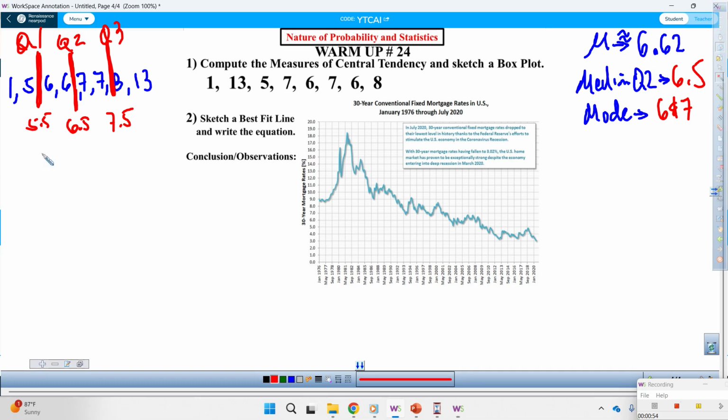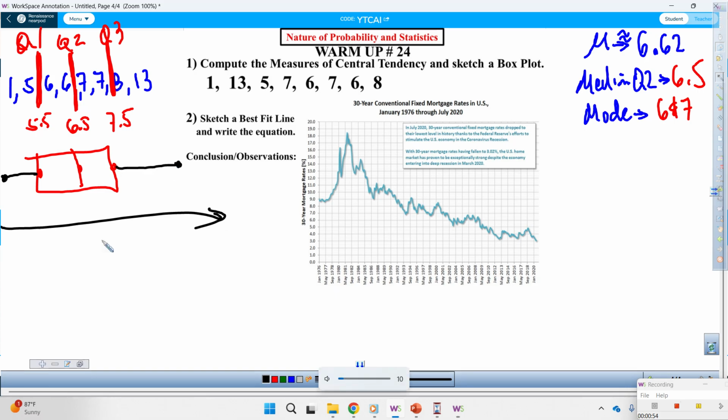So to create your box plot, we need 5.5, 6.5, 7.5. And of course, we need the minimum, which is 1, and the maximum, which is 13. And that's how you create your box plot once you get your number line going and so on and so forth. Yes? All right.